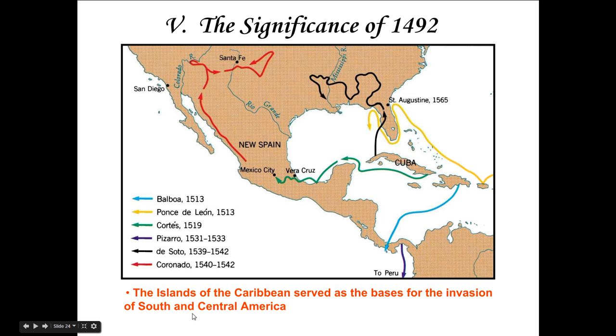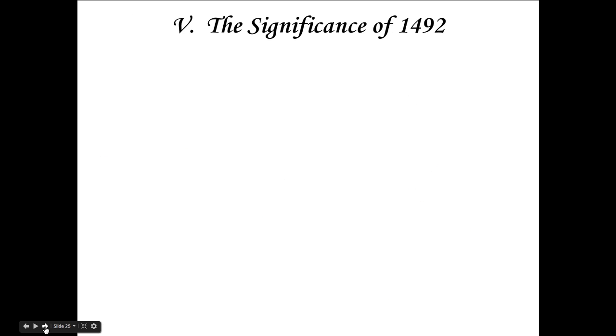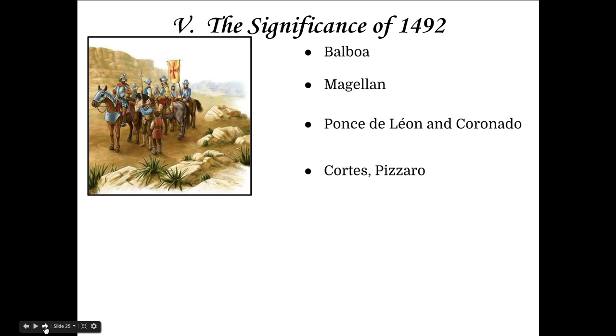And of course, you should know, these guys, you probably remember them from World History 2. Balboa is going to be hailed as the discoverer of the Pacific Ocean. Ferdinand Magellan is the guy who circumnavigates the globe from 1519 to 1522. Ponce de Leon and Coronado are going to go off on little expeditions into North America looking for gold. And the two most famous of the conquistadors, Cortez and Pizarro, are going to conquer the Aztecs and the Incas.